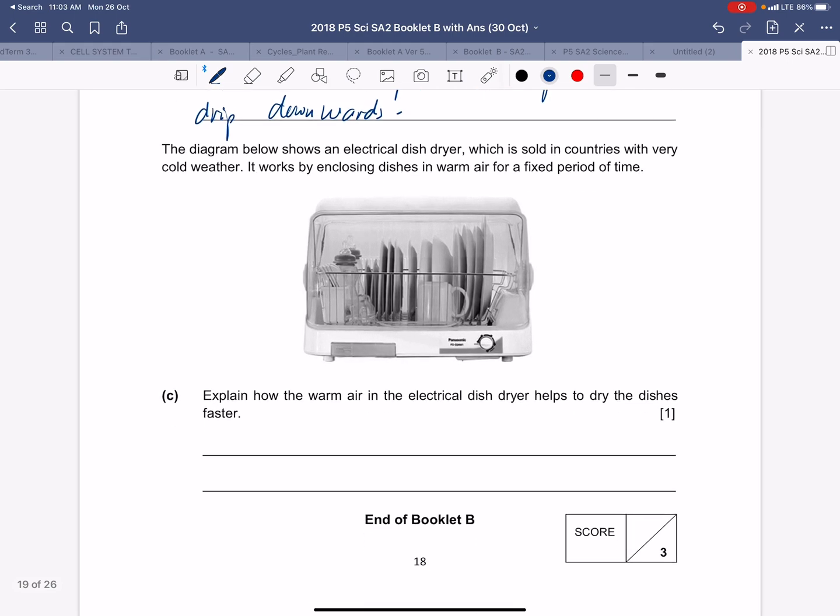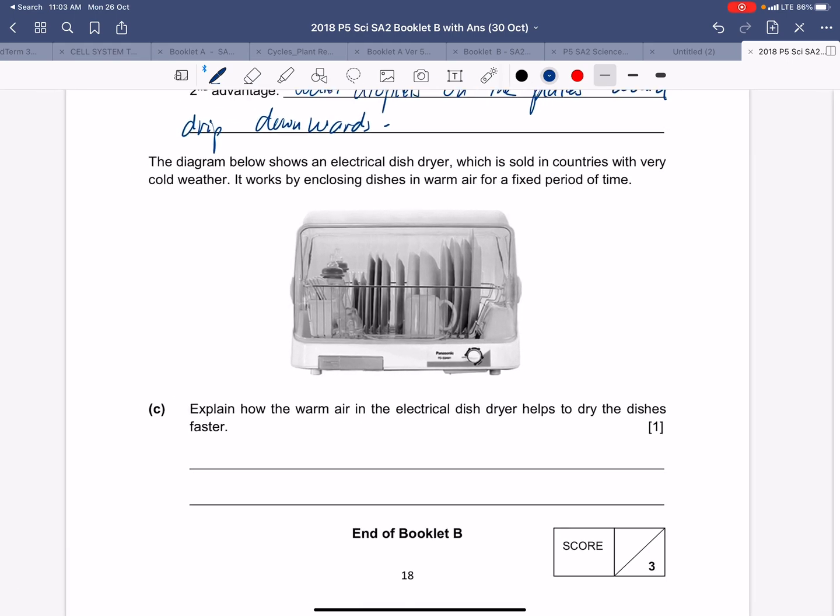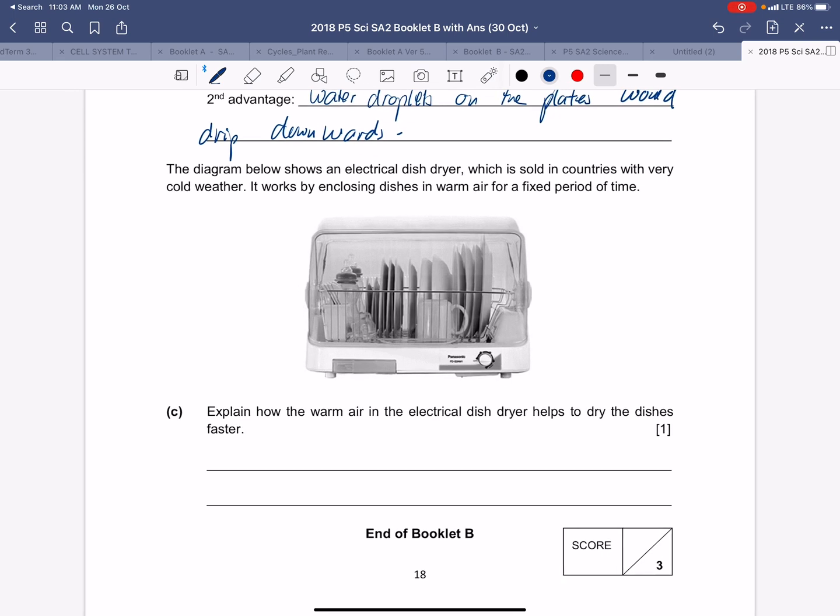Now the last part. Okay. The diagram below shows an electric dryer which is sold in countries with very cold weather. It works by enclosing dishes in warm air for a fixed period of time. Explain how the warm air in the electrical dish dryer helps to dry the dishes. So a lot of you talk about the dishes will gain heat. Now be very careful, it is not the dishes that gain heat that matters, but the water droplets on the dishes that gain heat that matters, because you want your water droplets to evaporate.